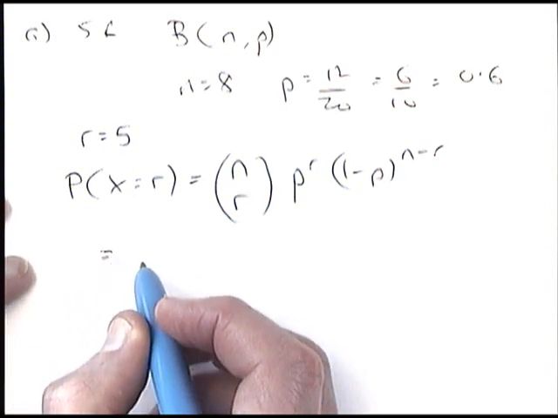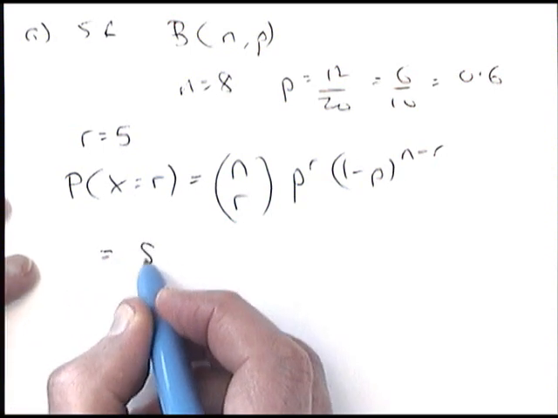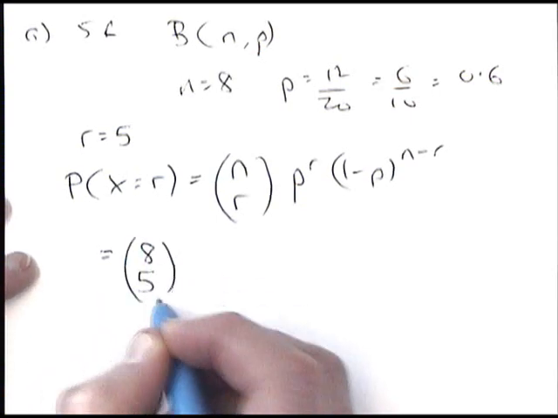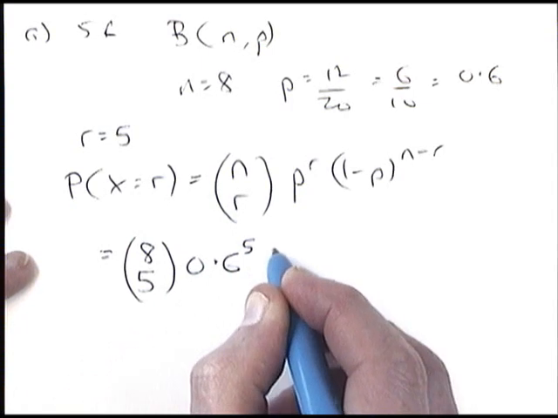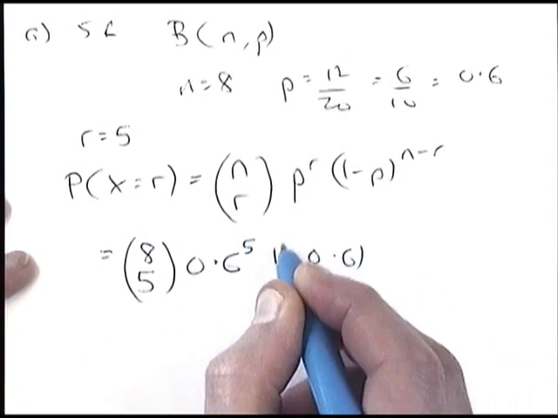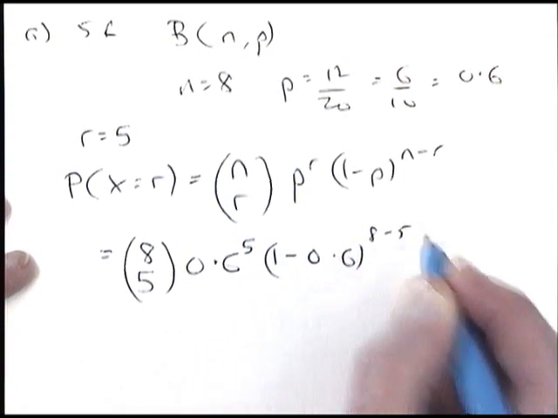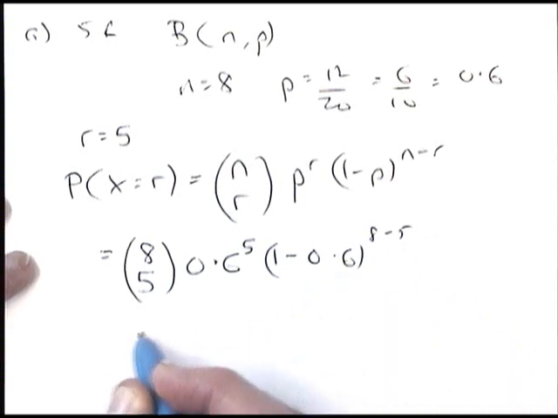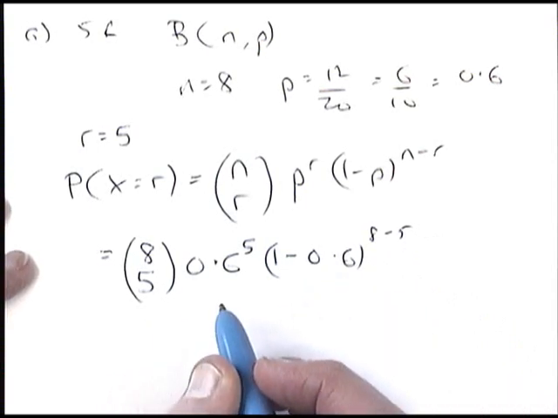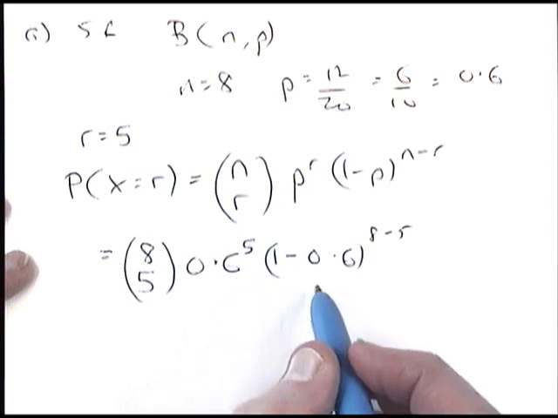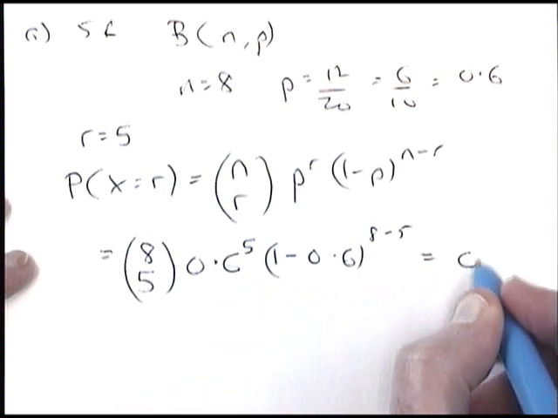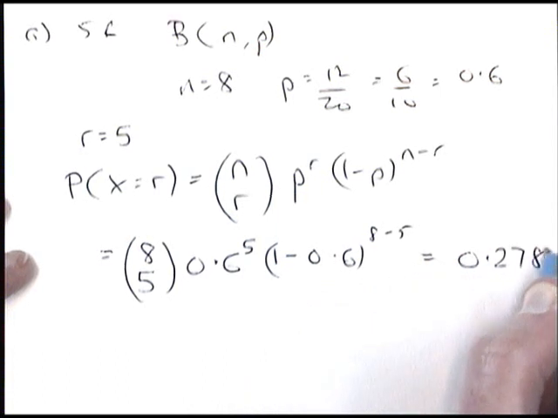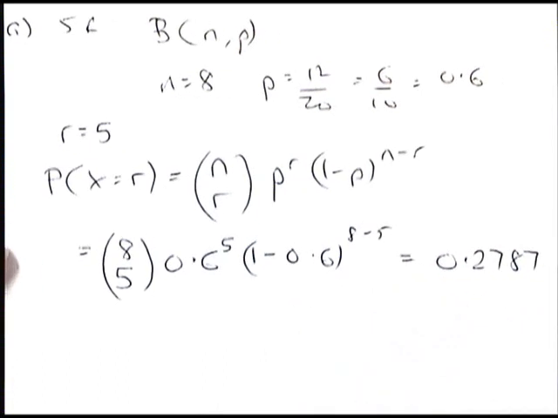So the probability of getting exactly 5 reds will be n choose r, p to the r, 1 minus p to the n minus r. So we've got 8 choose 5 times by 0.6 to the power of 5 times by 0.4 to the power of 3. If you do that on your calculator, you get 0.2787.